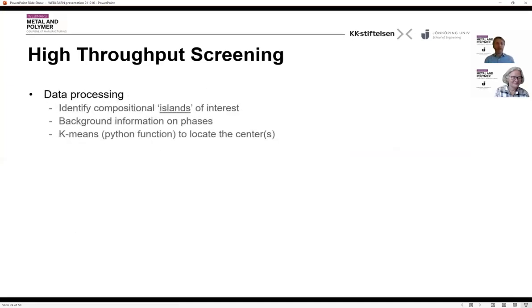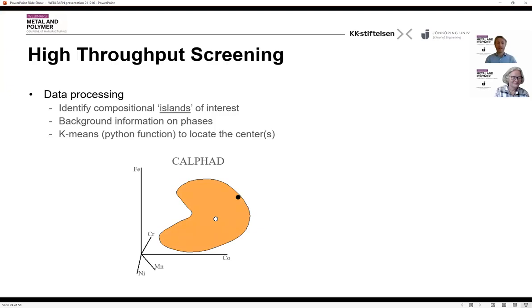The next challenge of high throughput screening is data processing and visualization. So as I said, we want to try to extract where these compositional islands are of interest so that we can start our experimental investigation from some specific point. To do this, we do need some background information on what phases we expect or what phases we would like to be looking at for the mechanical properties. This can be something as simple as just we want single phase FCC. From then, we apply a k-means function to try to locate the center of the islands.